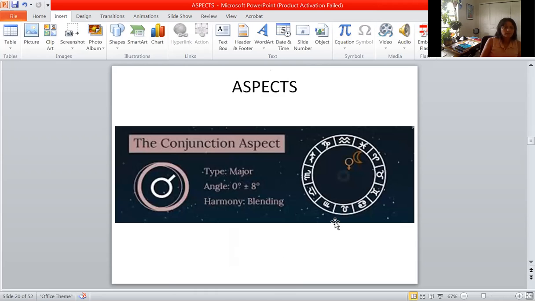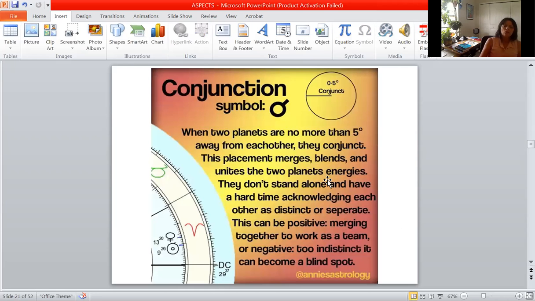Okay, the conjunction. Now, we're going to say that they're blending together. When two planets are no more than 5 degrees away from each other, they conjunct. Displacement merges, blends, and unites the two planets' energies. They don't stand alone, and they have a hard time acknowledging each other as distinct or separate because they're right there. They can't see each other. This can be a positive, merging together to work as a team, or a negative, too indistinct. It can become a blind spot.